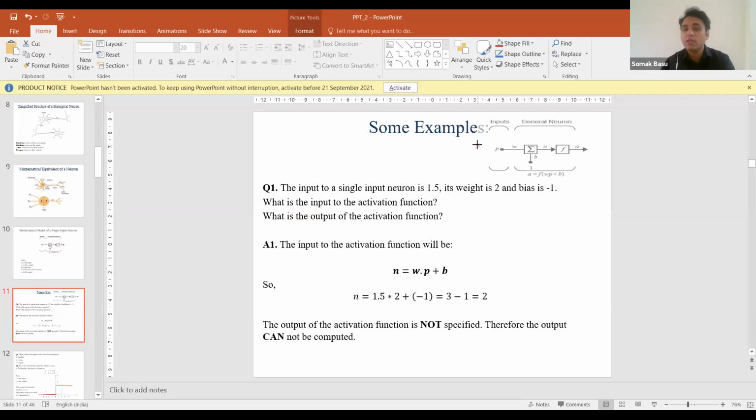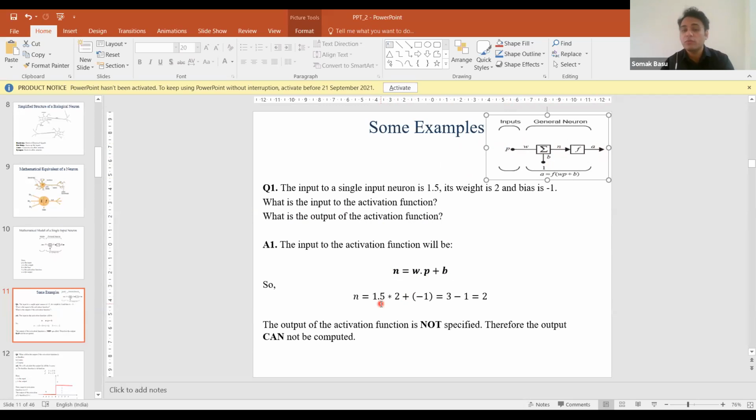So for example, if you see this, the value of P is given, the value of W is given, the value of B is given. What are they asking? The value of N and the value of A. So how do you calculate the value of N? What is N? Nothing but the combined input. So P into W plus B. So the value of N is W into P plus B.